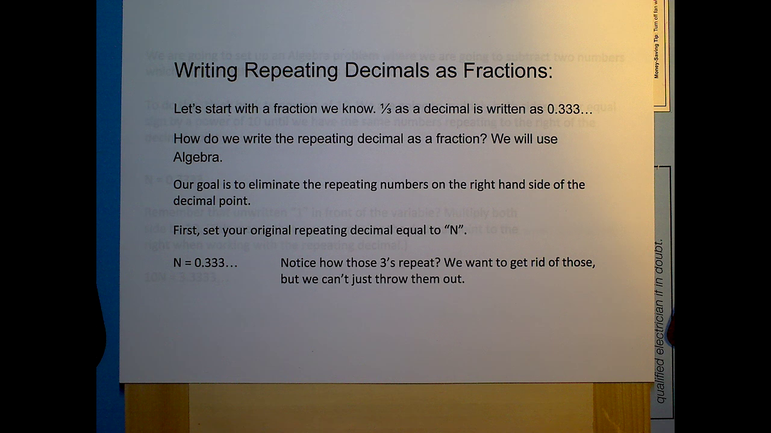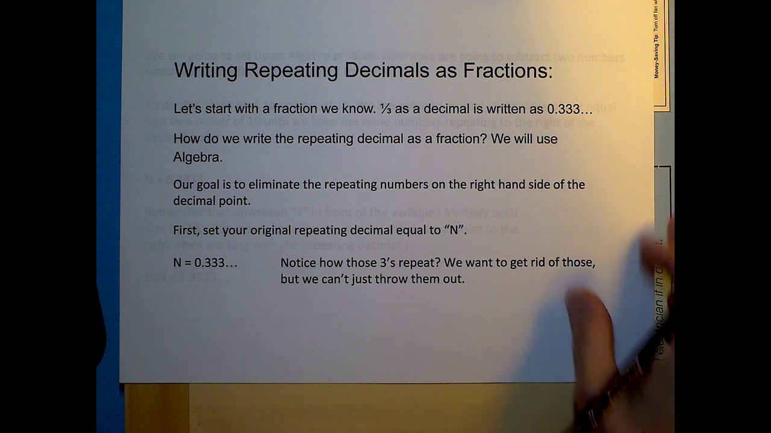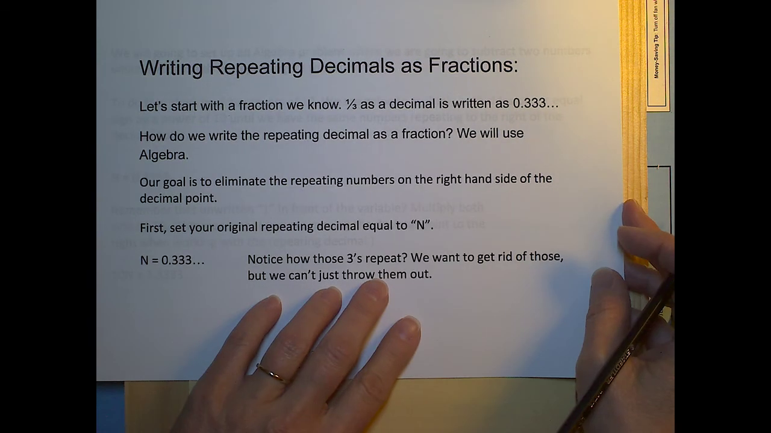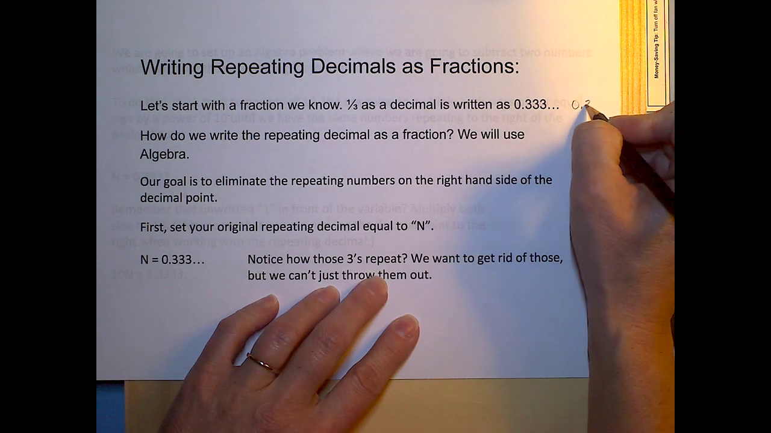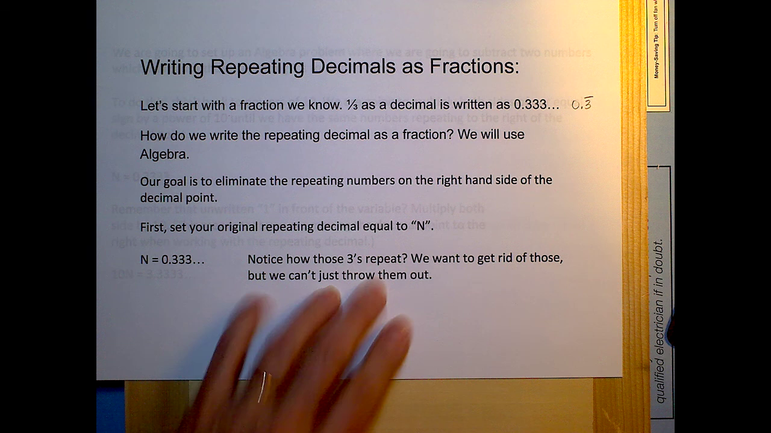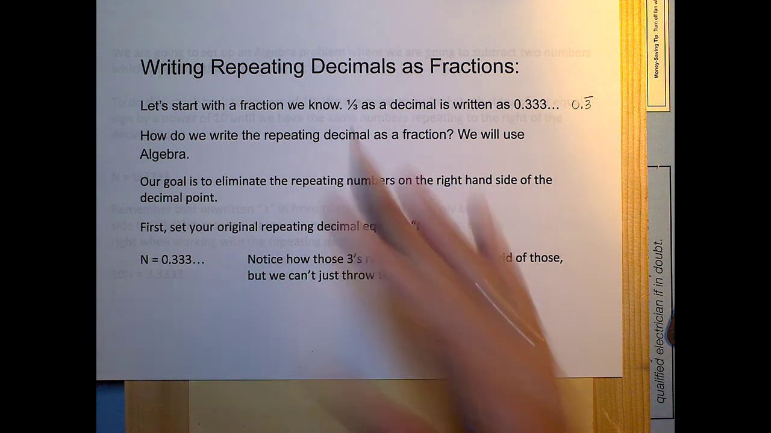So, when we talk about repeating decimals, writing them as fractions, a little bit more involved than a regular decimal that does not repeat, a terminating decimal. So let's start with a fraction that we know, okay? 1/3. We know that 1/3 is a decimal that is written as a repeating 3. We could also write it like this with bar notation, okay? We could also write it that way. But we know this. This is a given to us.